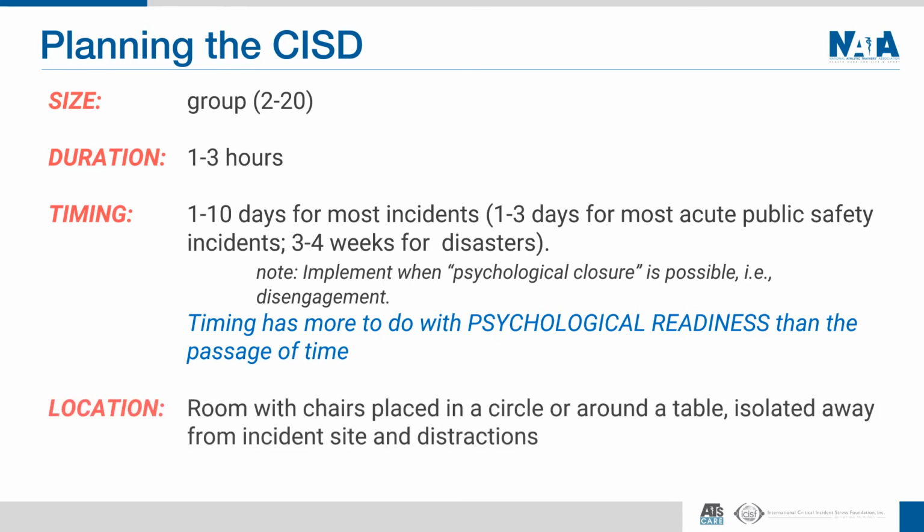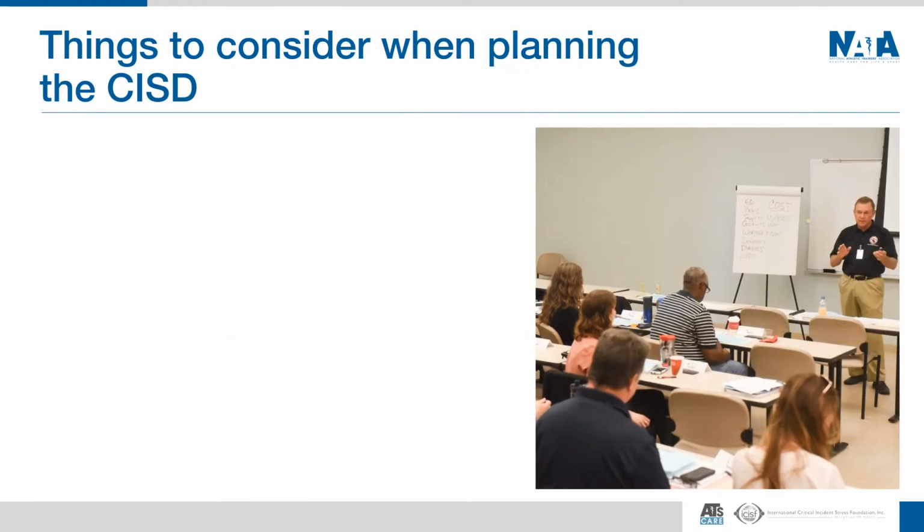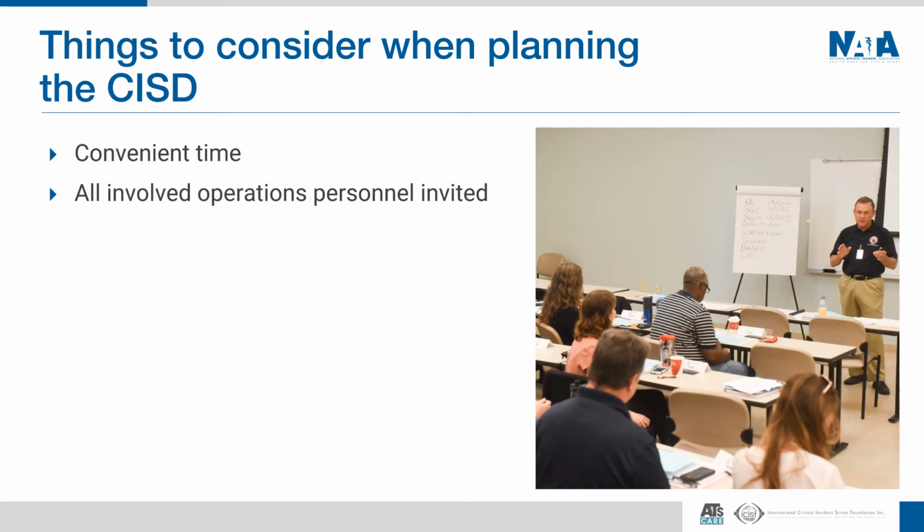And the location needs to be a room with chairs in a circle or around a table that is away from the incident site, but not terribly away from the incident site. And it needs to be free of distractions. After you identify those items, you have to find a convenient time for everyone that would be attending the CISD and for your team. You want to make sure that all of the personnel who were involved in the incident are invited to attend.